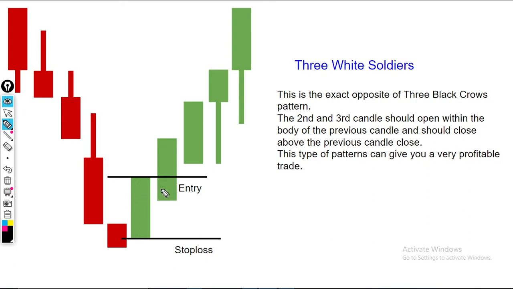So after forming the first candle, the second candle should form inside the body of the first candle and should close above the high of the first candle. The third candle should open inside the body of the second candle and should close above the high of the second candle. So our entry should be as soon as the high of the first candle is broken, we can enter and go long. Our stop loss should be at the low of this red candle.